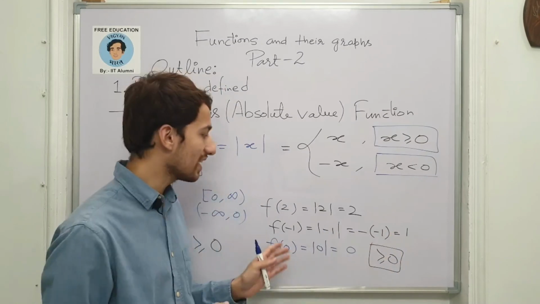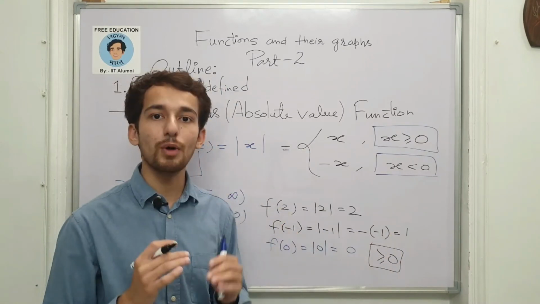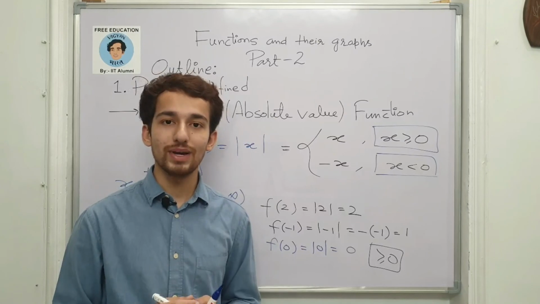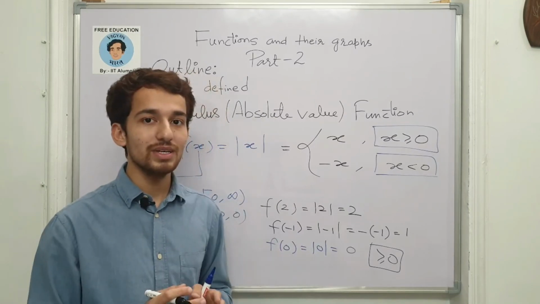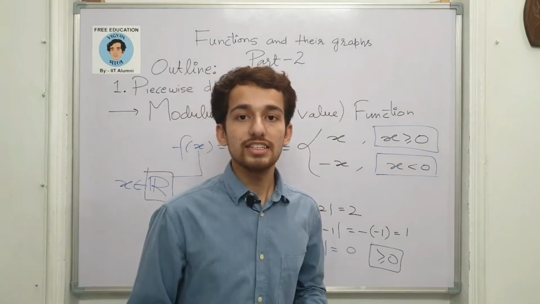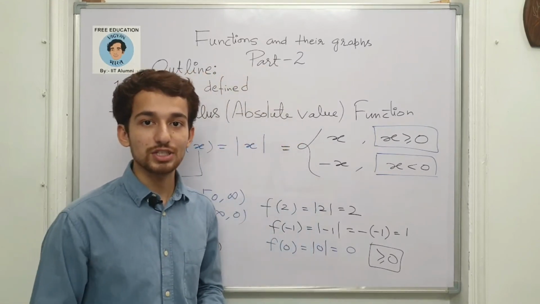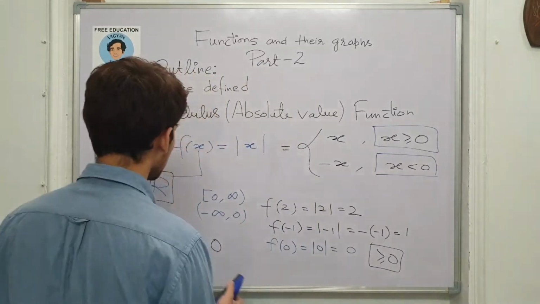The values which we are getting are the values of the function, and indeed these form the range. If I collect all the possible images corresponding to all the possible values of the domain, such a collection will be the range set. Let's now try to understand this function with the help of its graph. So let me rub this.